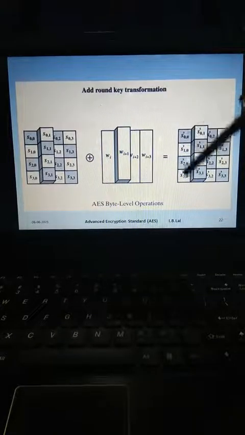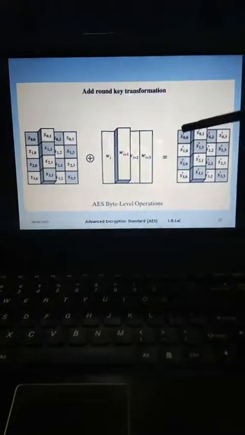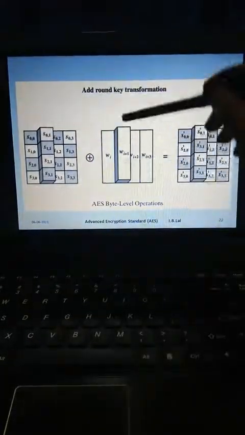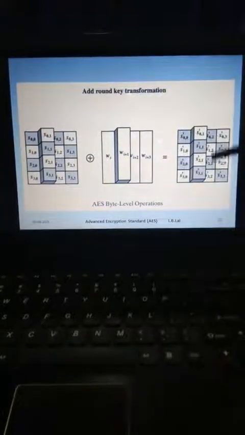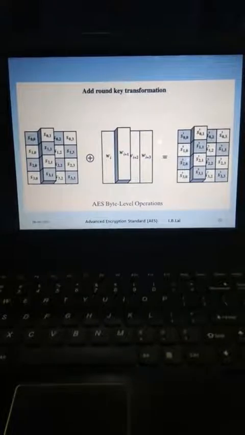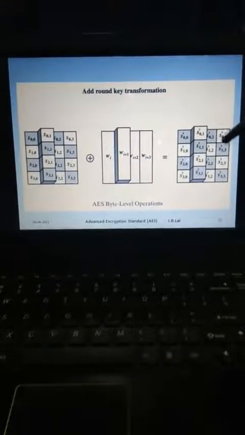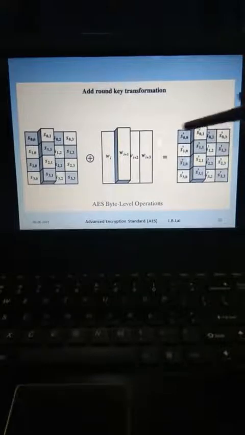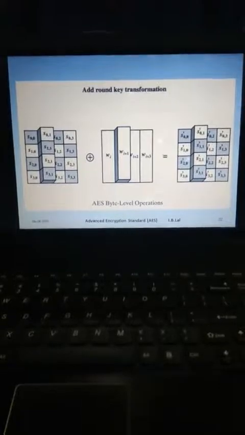So this is the result. XOR this column with this word, and the result is stored here. Similarly, the second word XOR with this second word and stored here. Third word would be stored here. Fourth word would be stored here. So this is the output of the add round key transformation. Okay, this is the output of the first round. This is the output of the first round.